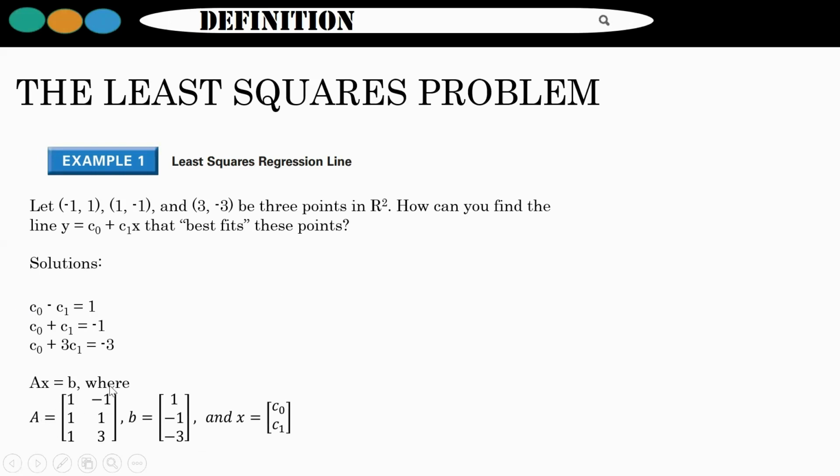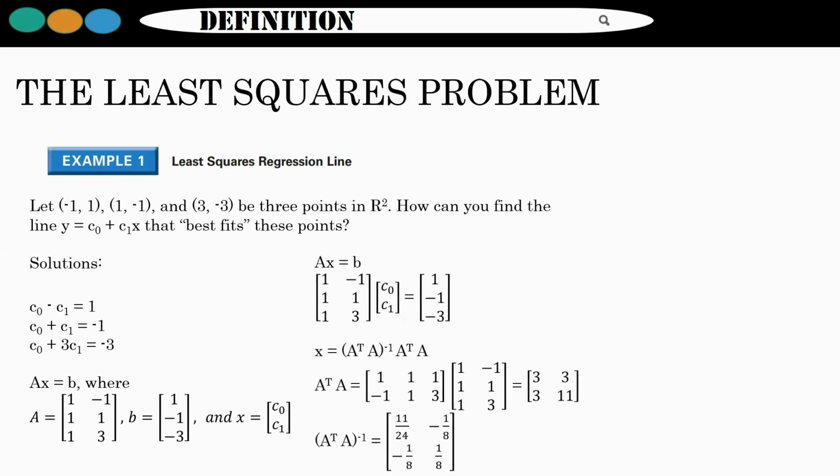So here on our matrix form, our value of A is 3 by 2, where we have (1, -1), (1, 1), (1, 3). For the value of B, we have a 3 by 1 matrix: 1, negative 1, negative 3. And for the value of X, we have a 2 by 1 matrix: c sub 0 and c sub 1.